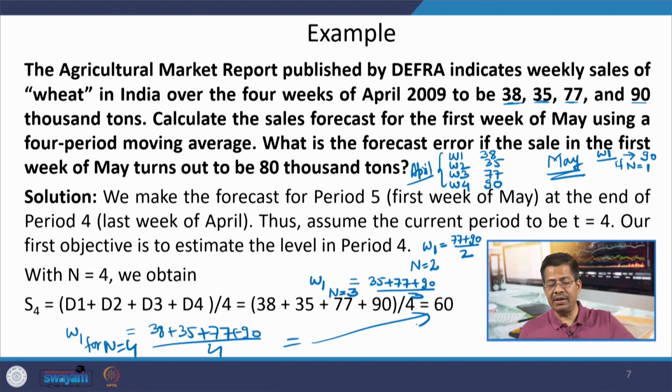So, you see that as I am increasing the period of the moving average, my estimations are also changing, and therefore, for having a better forecast, you should have a larger number of periods in your historical data. If I use n equals to 5 in this case, I will be requiring March week 4 data also.